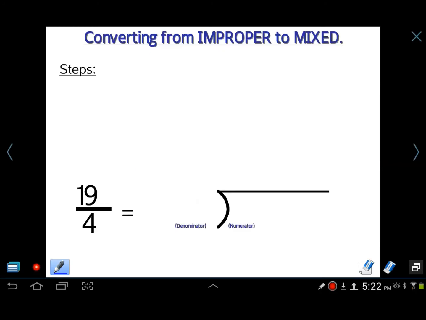fifths. All right, now let's go into how to convert from an improper fraction to a mixed number. Converting from improper to mixed is basically the opposite of what we just did. Instead of multiplying, we're going to do some dividing. And instead of adding, we're going to do some subtracting, because that's how division is done. You eventually have to subtract to find a remainder.